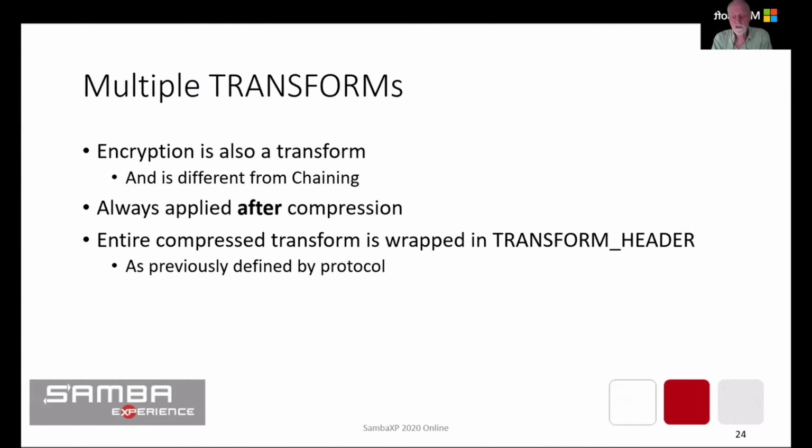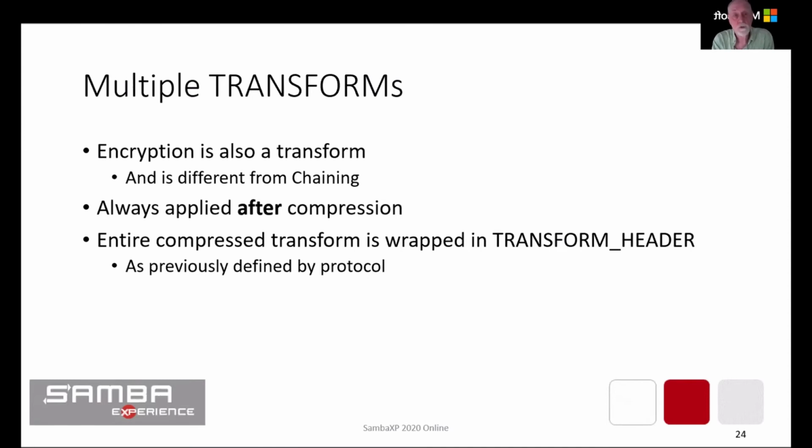The other thing to note is there are multiple transforms. Encryption is also a transform, right? That was our first transform that we introduced back in SMB 3.0. And it's different from chaining, and it's different from compression, right? It's its own transform. Encryption is always applied, however, after compression. It makes no sense to encrypt before you compress because you won't be able to compress in all likelihood. So we always encrypt last.